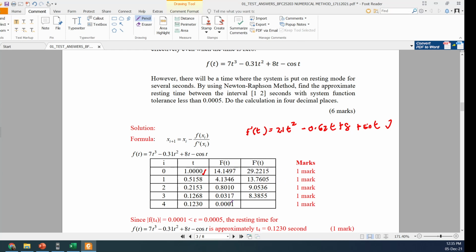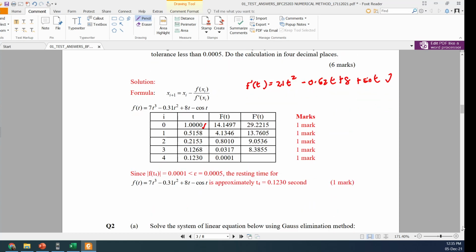And then at step number 4, you see f(t) is less than epsilon. Then you can stop. The t is approximately 0.1230. So 6 marks. For the conclusion, I give 1 mark. So total 6 marks. Make sure this one is correct.